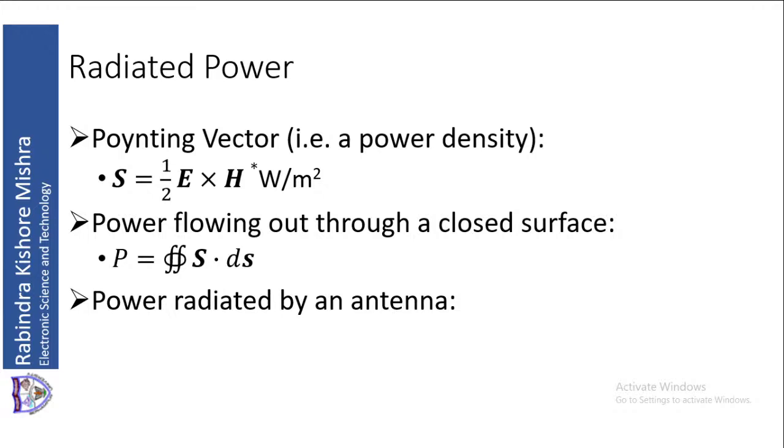Now, based on this power flowing out through a closed surface, we can define the power radiated by the antenna. That will be P is equal to 1 by 2 eta, integration of E theta square plus E phi square, r square d omega. So this integration is over the solid angle. The infinitesimal solid angle is d omega.